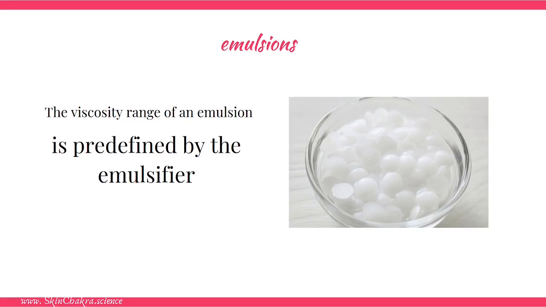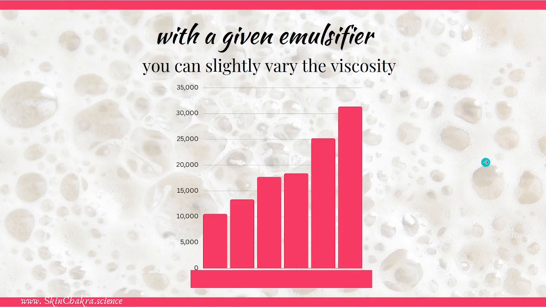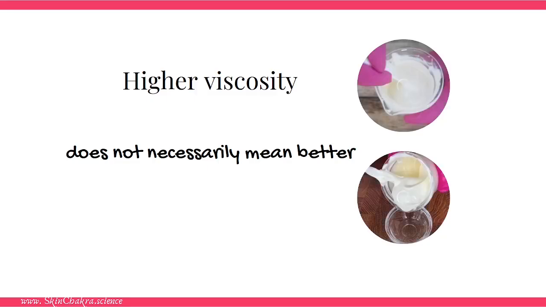Some emulsifiers by nature create medium range viscosity, some low range viscosity, even sprayable emulsions, and some create higher range viscosity. So it's the nature of the emulsifier that will tell you at the beginning which viscosity range you are going to have. But in that certain range, you can slightly manipulate and change the viscosity by several factors, and we are going to discuss them in this presentation in detail.